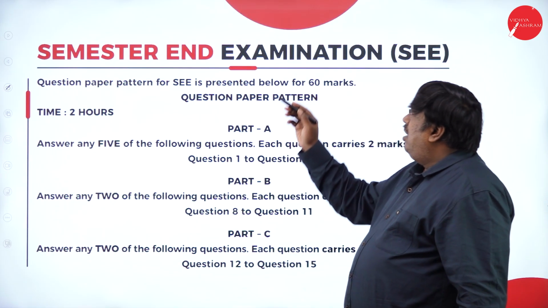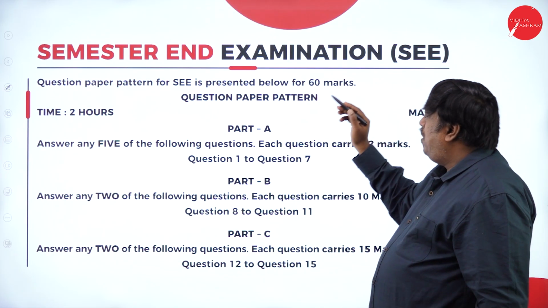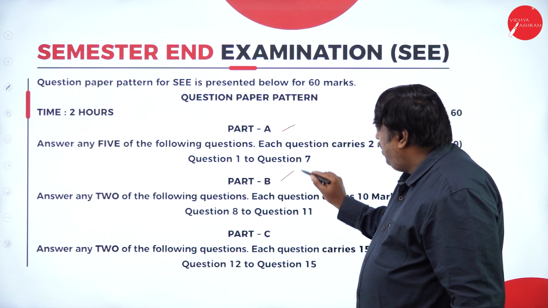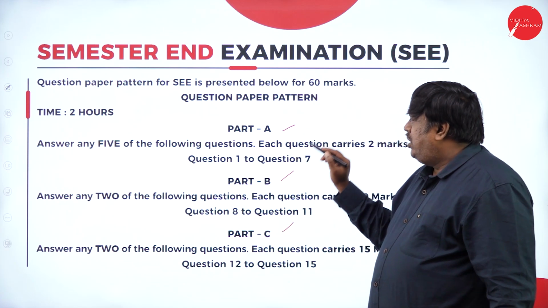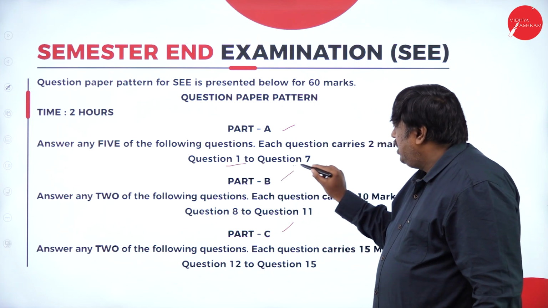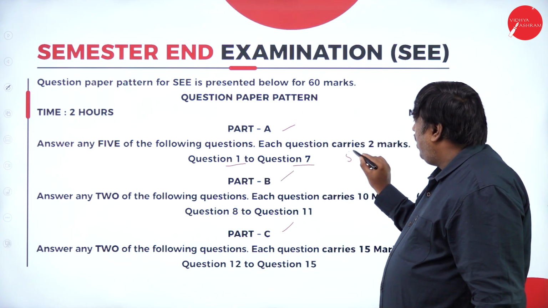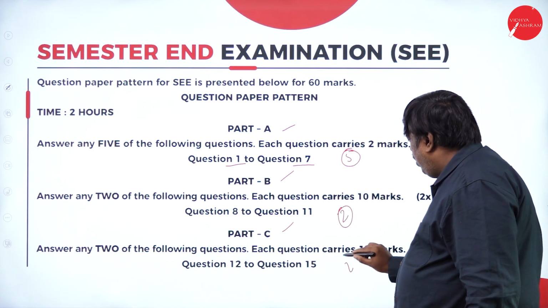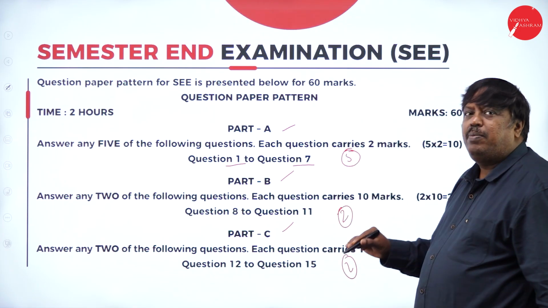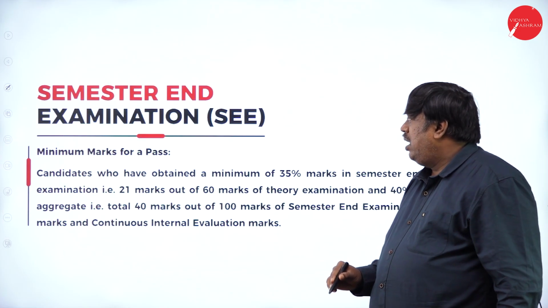Next, the semester examination question paper pattern will be Part A, Part B and Part C. As I already said, in Part A, from question 1 to question 7, I have to write 5, here I have to write 2 and here I have to write 2. So in total it will be a 60-marks paper for the students.